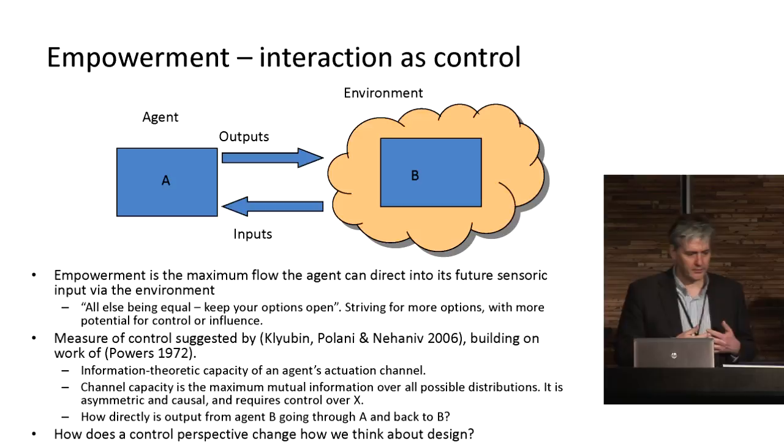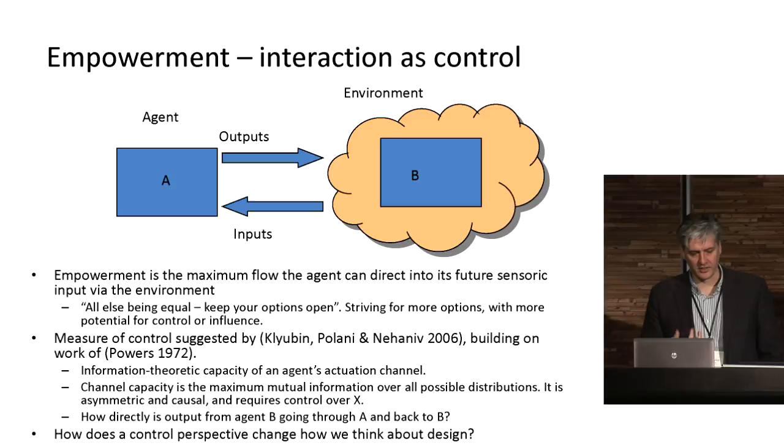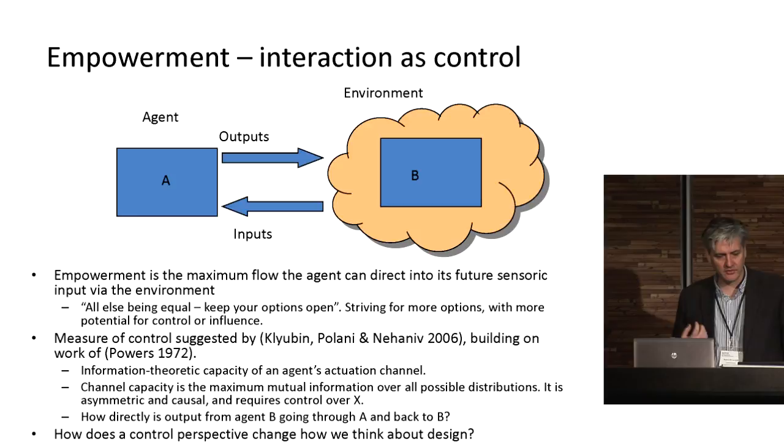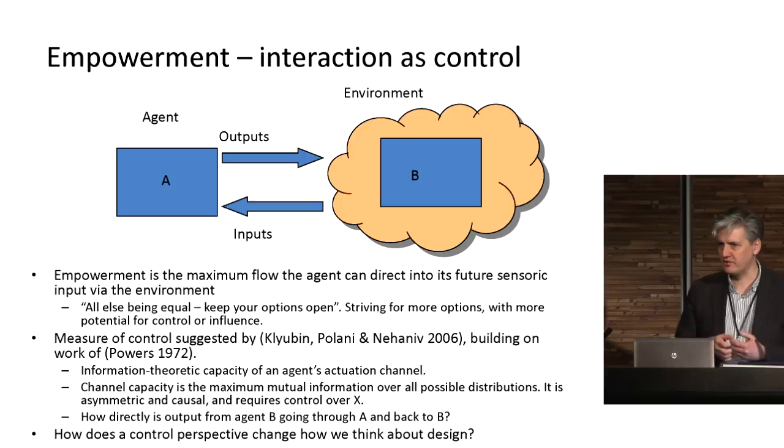And it was suggested in the robotics and artificial life community, where people are looking at evolving sensory motor control systems, but it's building on work from Powers from the early 70s, looking at behavior as what happens when you control what you perceive. It's an information theoretic capacity of an agent's actuation channel. You've got a focus on control, so mutual information wouldn't give you that control element to it. And I think it's quite an interesting framework to think about. But if anybody has a better suggestion for measuring interaction, I'd be quite keen to hear it.